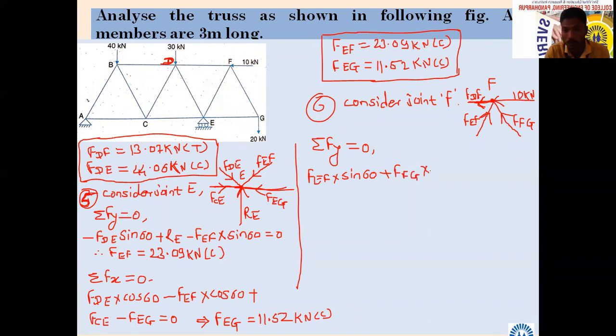FG into sin 60, no? Sin 60 equal to 0. There is no need to calculate, sin 60 will get cancelled, and EF is equal to minus FG, and we calculated that already. So FG is equal to minus EF, only the minus value will come.